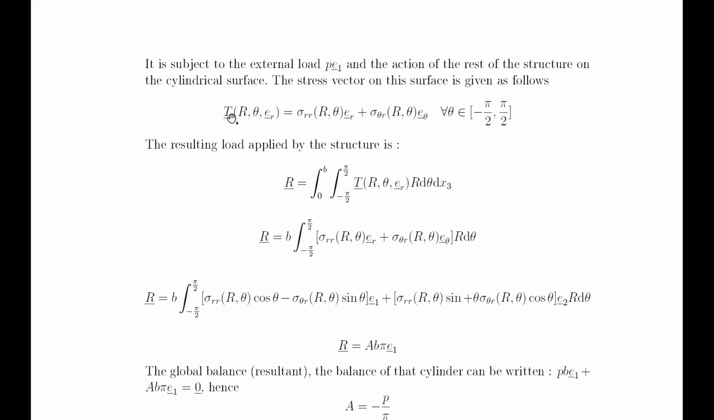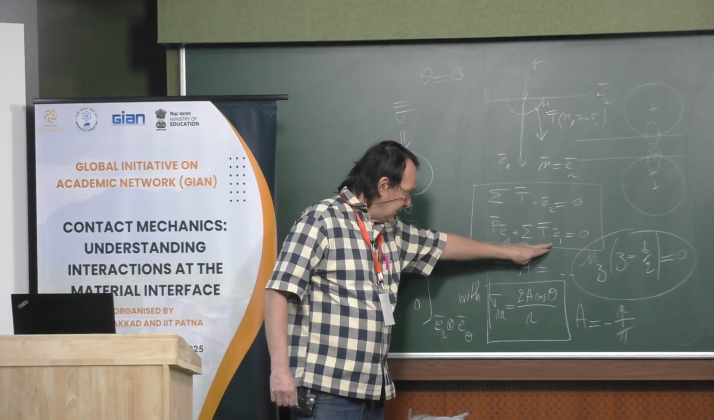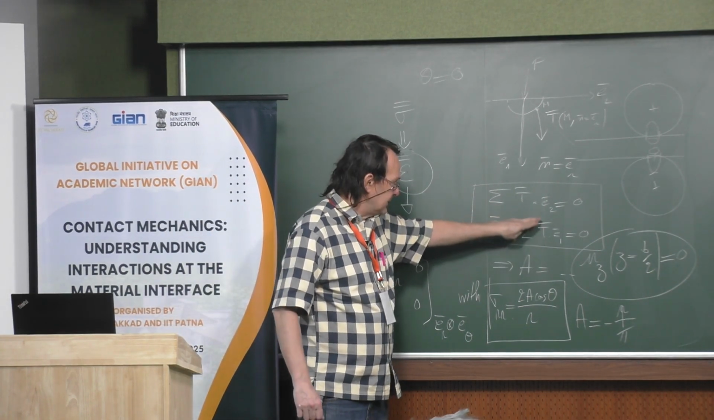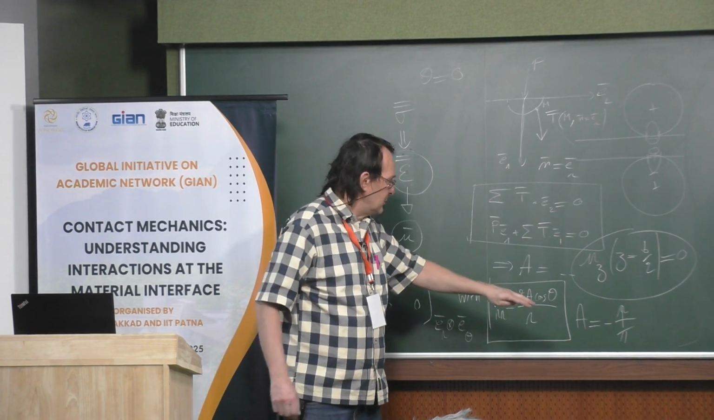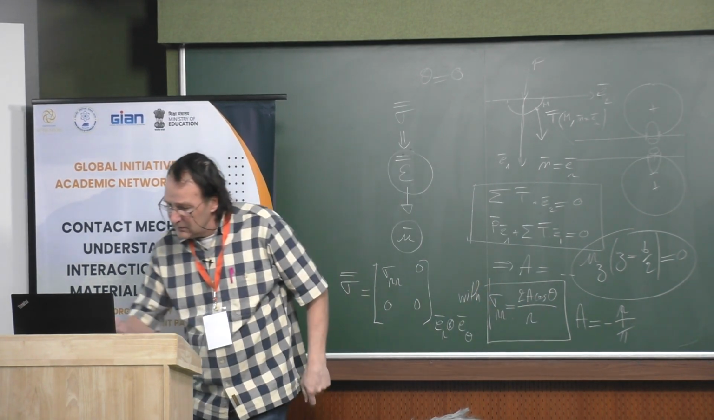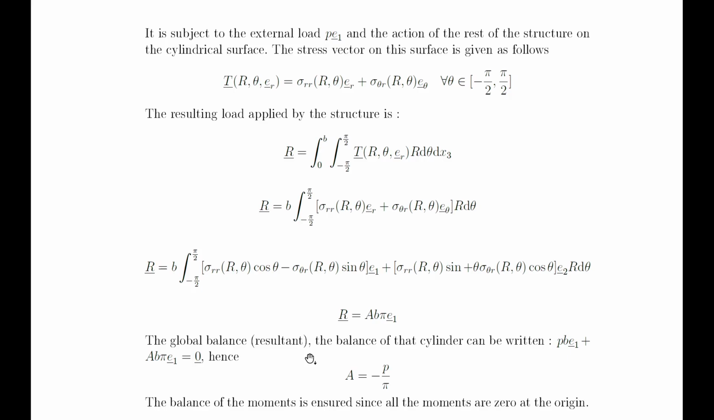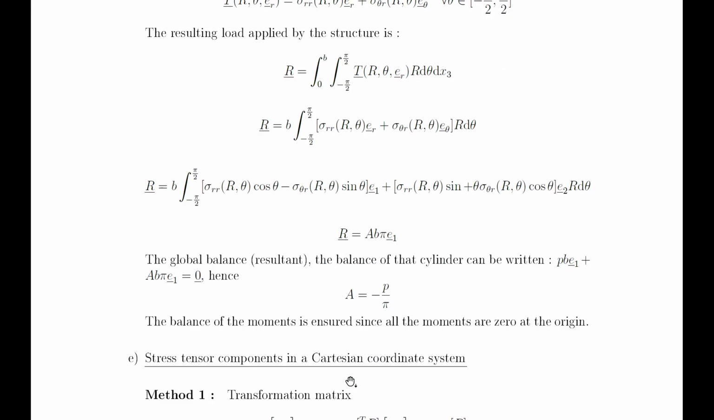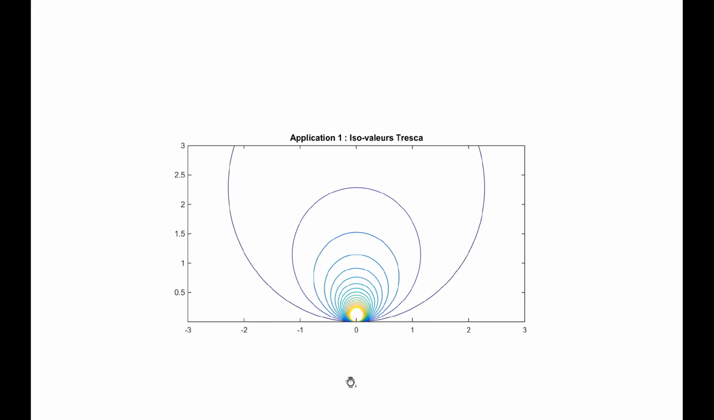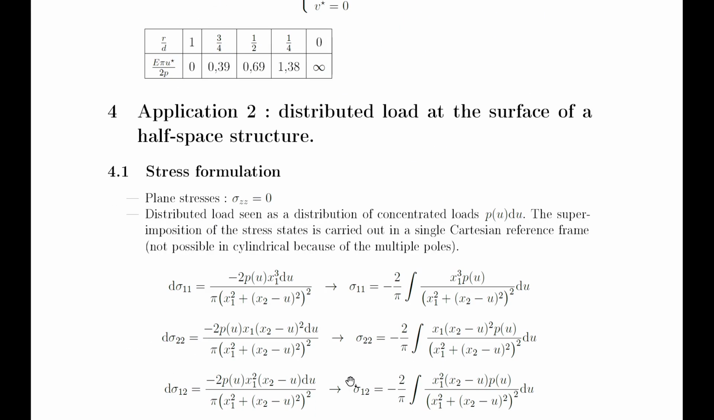Calculate the traction vector here with two components, and then you integrate to have the resultant, and then you project along the one direction and along the two direction. And this is how to obtain the parameter A. You can see here that the resultant has only a component along direction 1. And okay, this A is not the same as after.